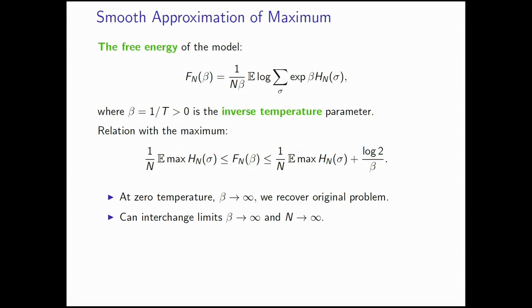Also, because the difference does not depend on n, and it's small if you fix your beta, this allows you to interchange the limits. In fact, that's how we do things: first you compute the limit of the free energy for any fixed beta, and then you take the limit of beta goes to infinity after that.